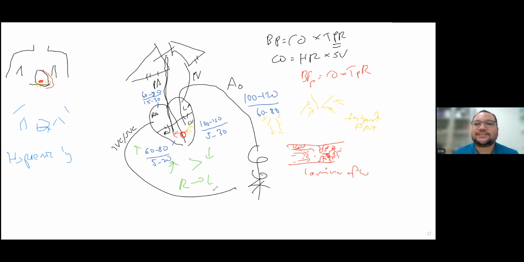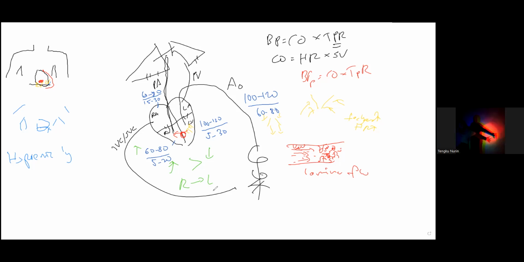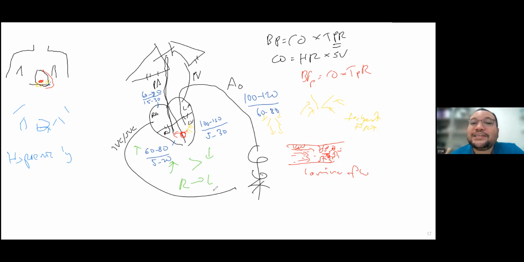What do we call this? Eisenmenger syndrome. So Eisenmenger syndrome. So maknanya right side will have high blood pressure daripada left side. What are among the signs? So you start to have right ventricular hypertrophy. Apa lagi you dapat? Apa lagi sound yang you boleh dengar?